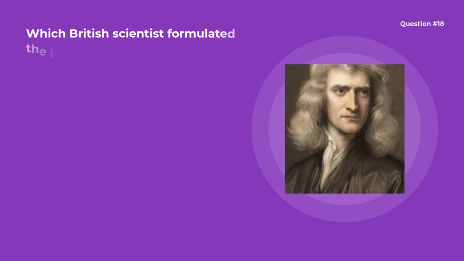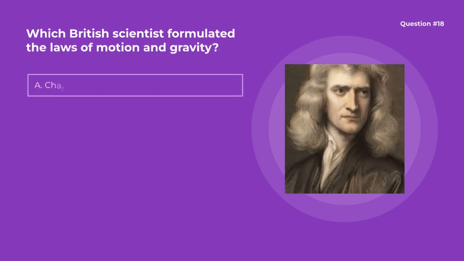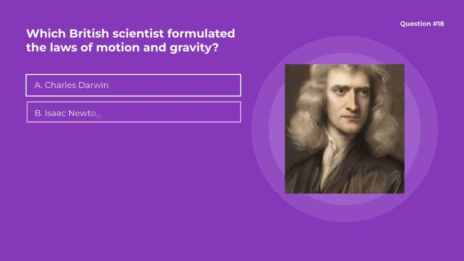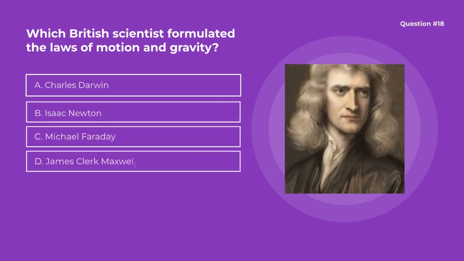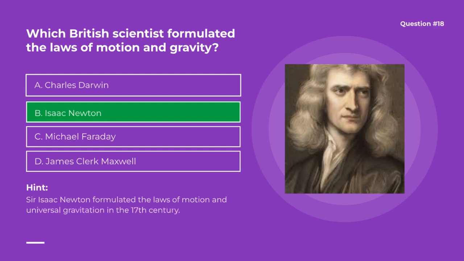Question number 18. Which British scientist formulated the laws of motion and gravity? Options are A. Charles Darwin, B. Isaac Newton, C. Michael Faraday, D. James Clerk Maxwell. The correct option is B. Isaac Newton. Sir Isaac Newton formulated the laws of motion and universal gravitation in the 17th century.